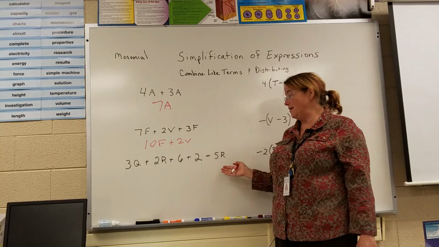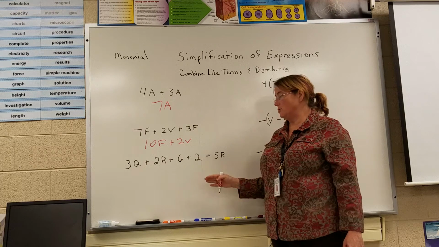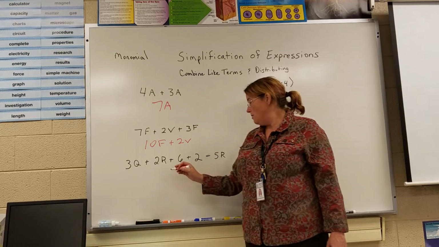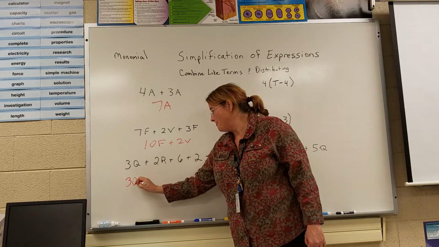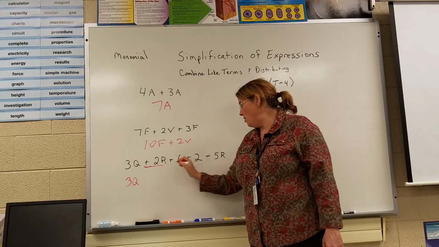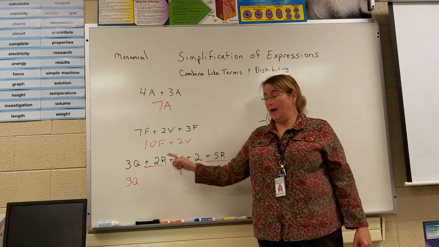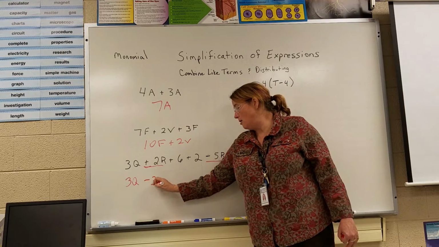This one has 3 different things. We have Q's, we have R's, and we have numbers, and you can't combine non-like things. So we don't have any other Q's, so we bring the 3Q along. We have plus 2R minus 5R. So if you have 2 and you take away 5, you are now at minus 3R.